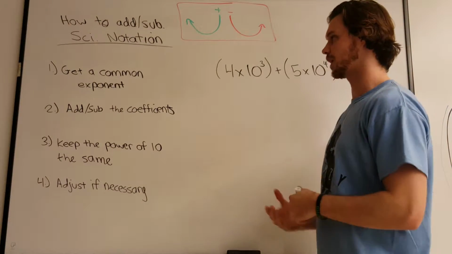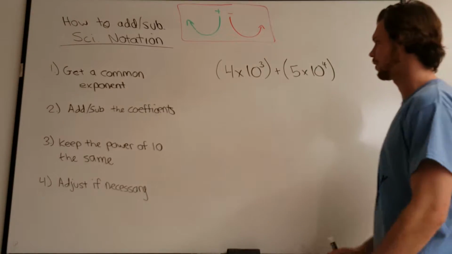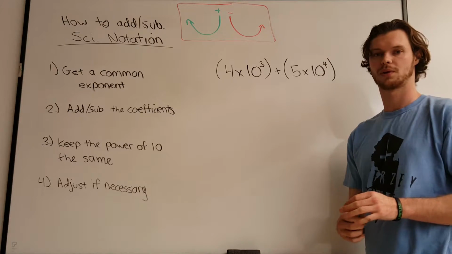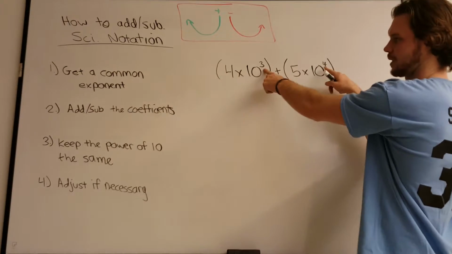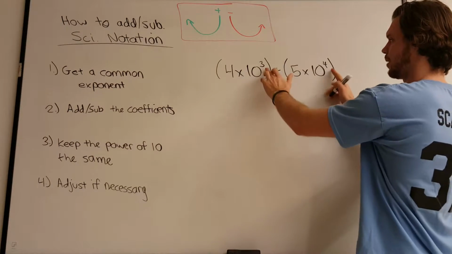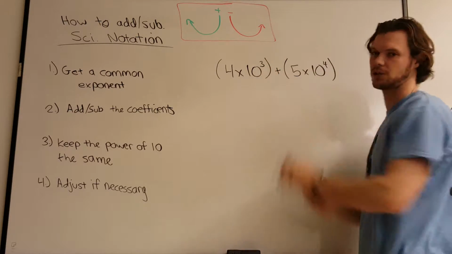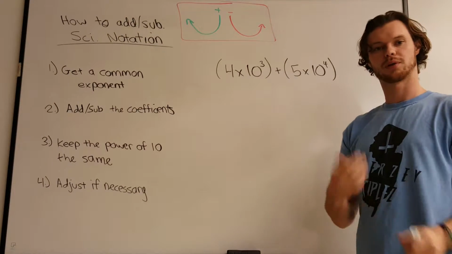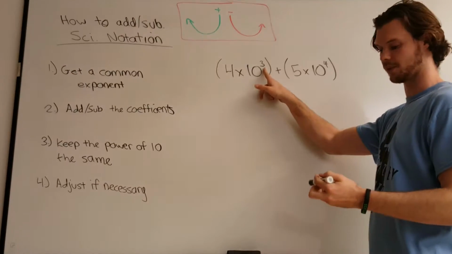So I'm going to go through this example and show you how. The question I have here is 4 times 10 to the third plus 5 times 10 to the fourth. As you can see, the exponents do not match right now. I have a 3 and a 4. They're not the same thing. So I have the option: do I want to make them both 3's, or both 4's? I personally like to make them the bigger exponent, so I'm going to make this into a 4.